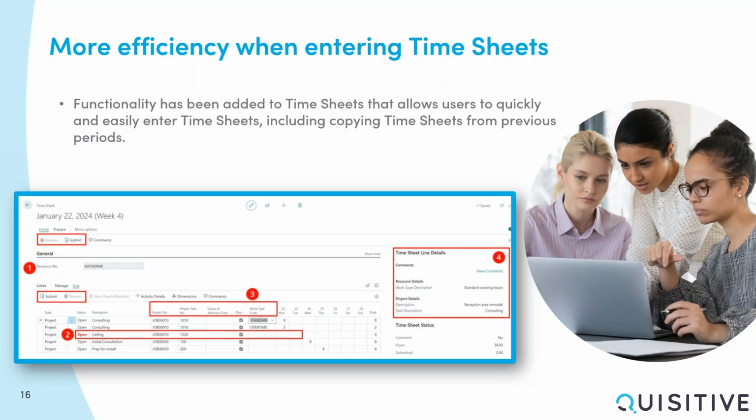Choosing Prepare Copy Lines from Timesheet on the timesheet page presents options to copy lines from timesheet or copy lines from timesheet with no comments. Further options are available to filter timesheets to copy from all open or submitted timesheets. A Timesheet Line Details FactBox was added that provides more details for the lines to help users select the required lines.